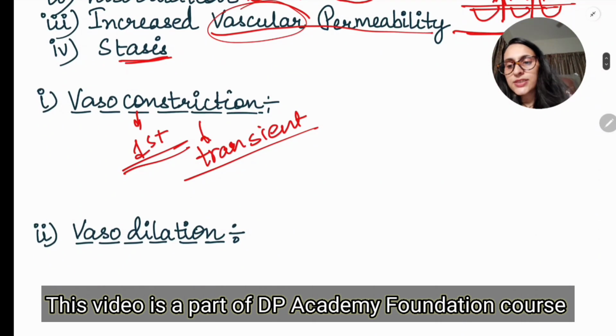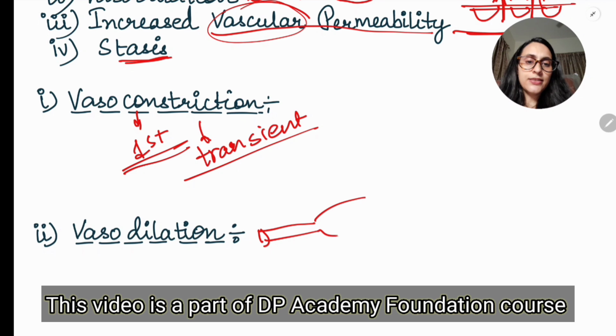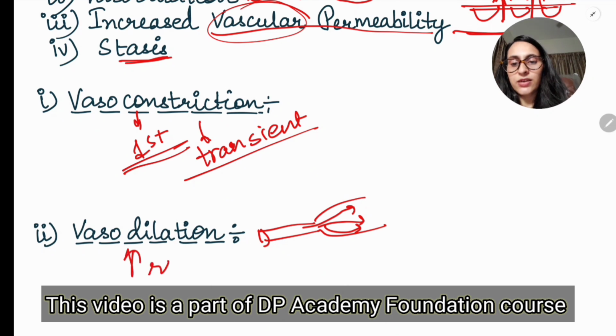Then this vasoconstriction is accompanied by vasodilation. See guys, this is a blood vessel. It is dilated. Now what happens? There is increase in the blood flow here. Since the volume is increased, what happens when there is increase in the blood flow? There is going to be increase in redness, and that is known as what?